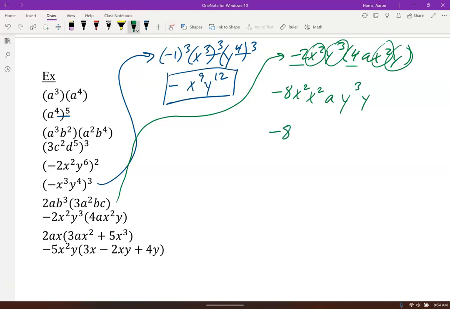So I have negative 8. I'm going to put this in alphabetical order. X squared times x squared. I add those x's. 2 plus 2 is 4. Y to the 3rd, y to the 1. Add those up. Y to the 4, 3 plus 1.